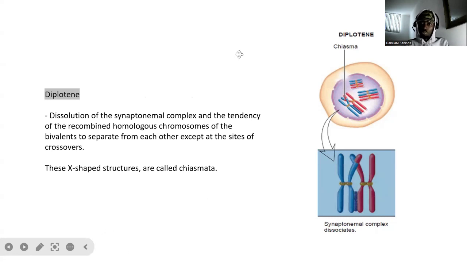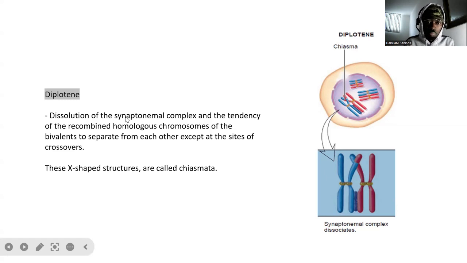Now, if you look at the diagram, you will notice that at this stage, everything that needed to happen has happened, right? And they will now begin to separate. Are you getting me? The synaptonemal complex will now begin to dissolve or dissociate. Therefore, you now see the homologous chromosomes separating from each other and standing on their own.